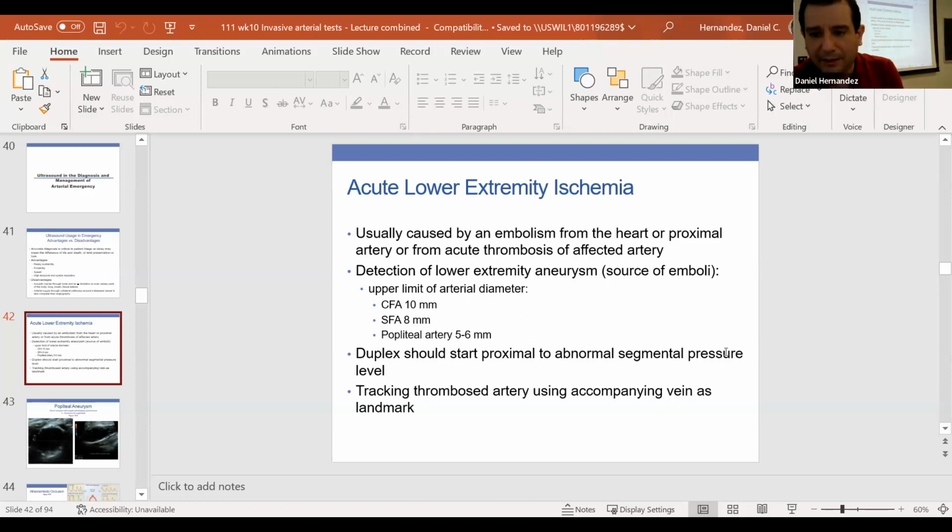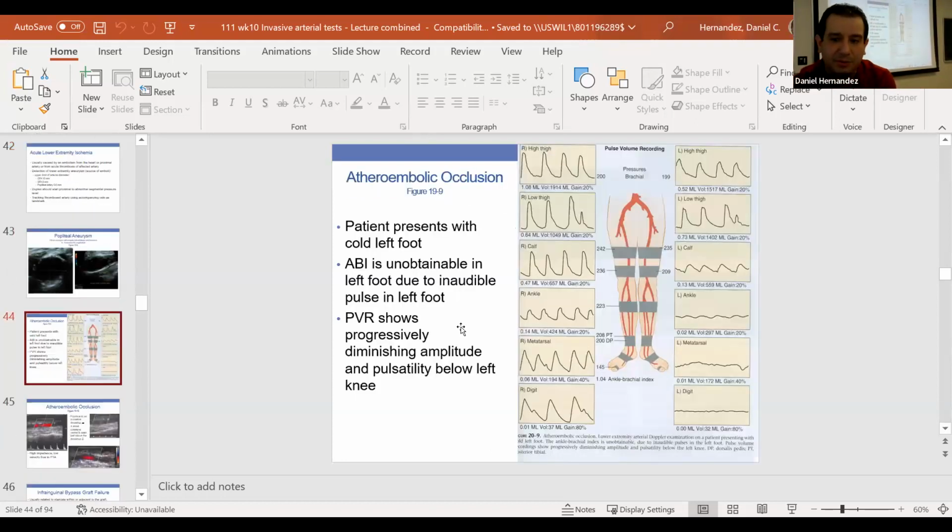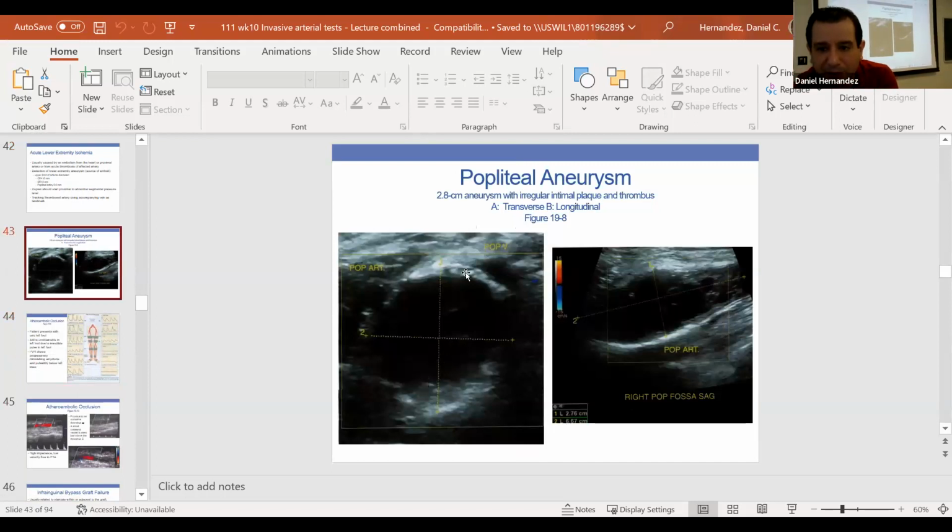So when we're doing an ultrasound follow-up, maybe for an abnormal segmental limb pressure, again, the disease segments can be proximal to that abnormal pressure segment. So we want to start imaging proximal to that. Thrombosed arteries, you can track a thrombosed artery using the accompanying vein as a landmark as well. Just remember those arteries and veins course side by side. So if you can document the veins, you can use that as a landmark for the artery as well.